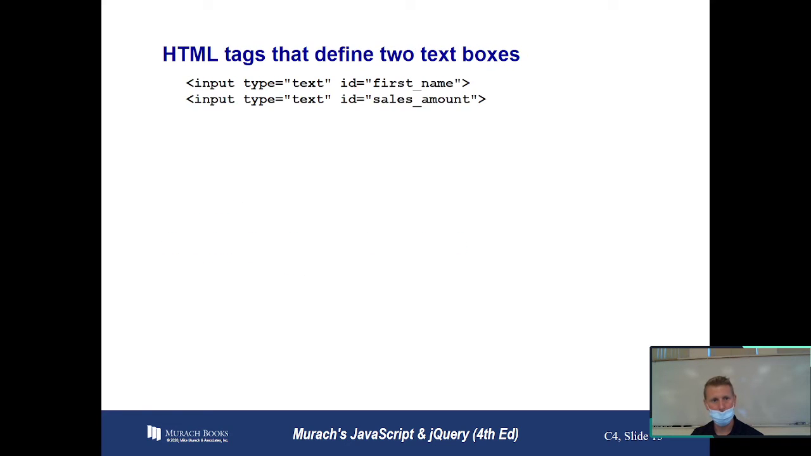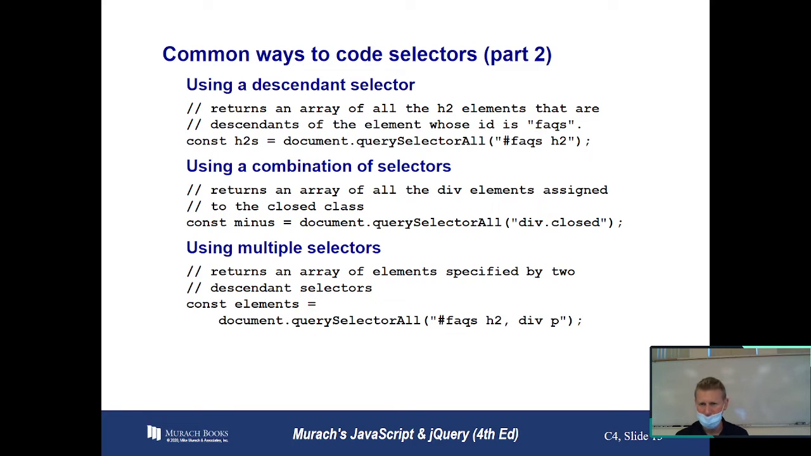Sorry, could you go back? Yeah, that one. Pound sign FAQS H2, what is that selecting again? That is selecting all of the H2s that are children of the FAQs div. So that's a descendant selector. So basically, the whole point of a query selector is to be able to use CSS selectors. Yeah, query selector is your CSS selectors. That's right.